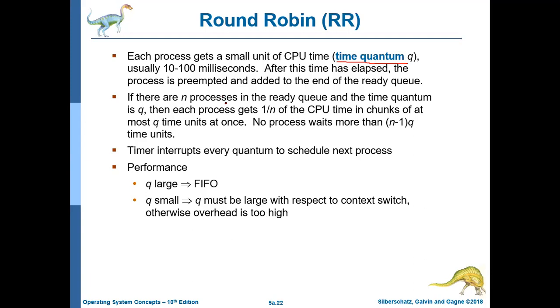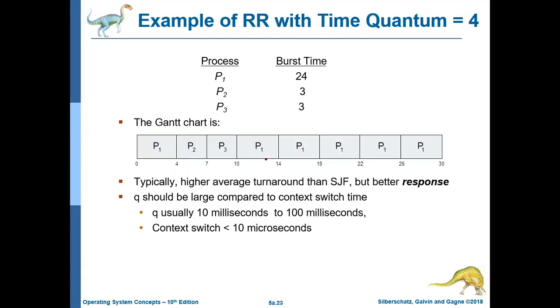If there are n different processes in the ready queue and the time quantum is q, then each process gets 1 upon n of the CPU time in chunks, which we will discuss shortly. Let's check the numerical first.